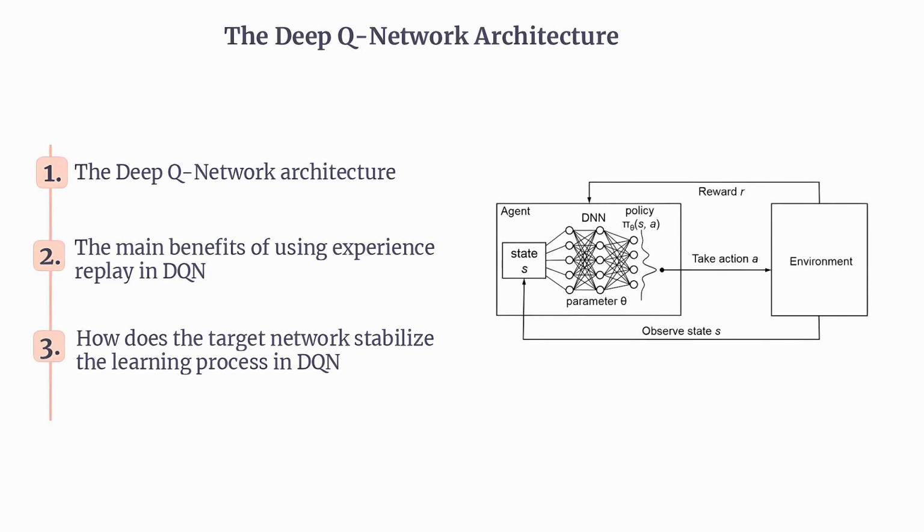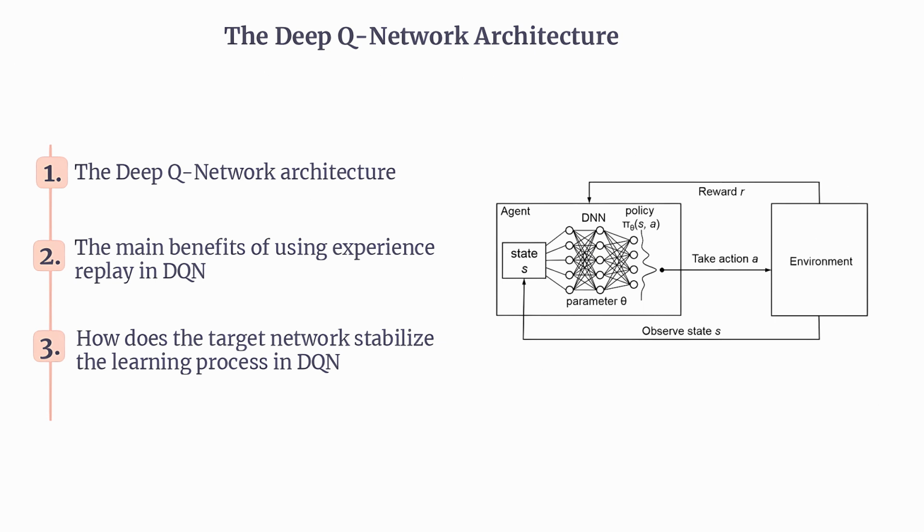A deep Q network, DQN, is a reinforcement learning algorithm that combines the traditional Q learning method with deep neural networks. This combination enables it to handle complex problems, like video games or robot control, where the state space is vast or high-dimensional. Let's explore it in 3 parts.